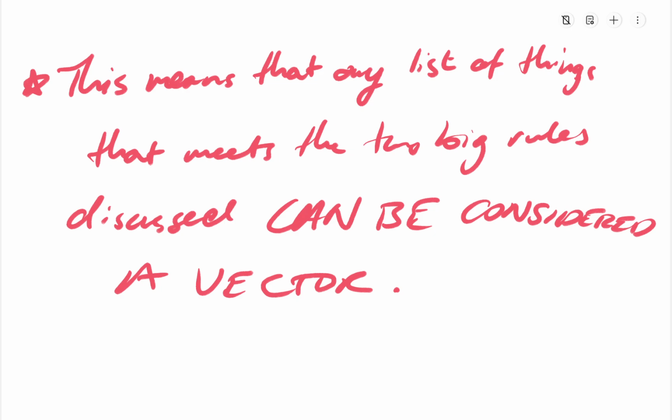So it can actually be vectors themselves in really big dimensions. It can be matrices, and it can be functions. But for our purposes, we'll just focus on some vectors.